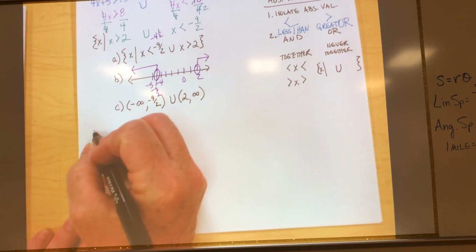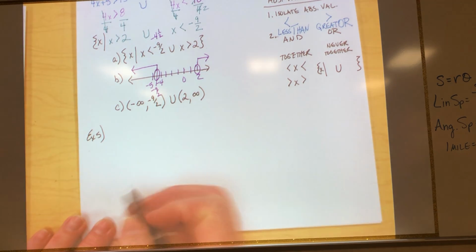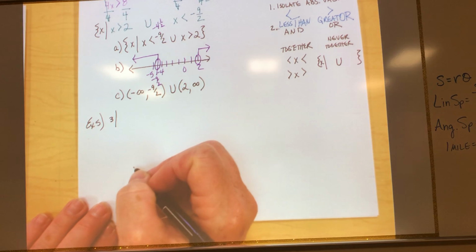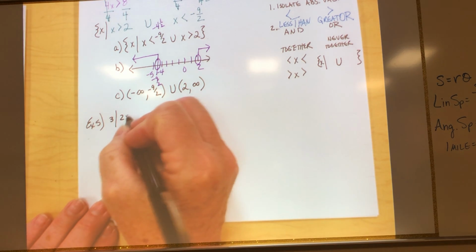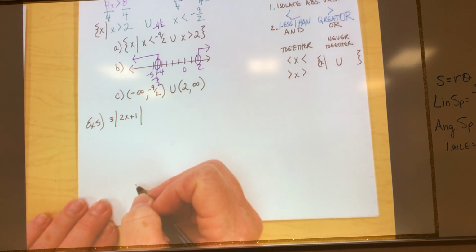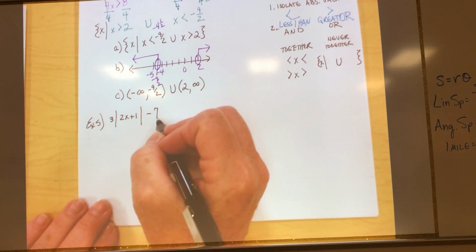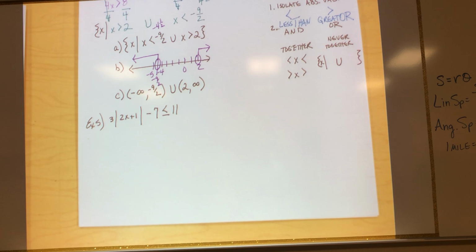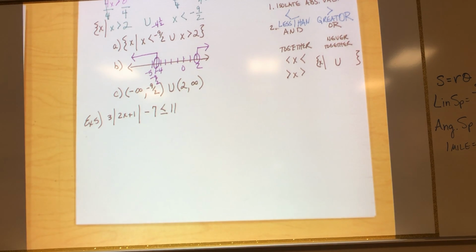We're going to work example 5. Okay, example 5 looks like this. 3 times the absolute value of 2x plus 1, and then minus 7 less than or equal to 11. Okay, can I say this is an and statement? Yes. Why? Why can I not say it? You can't say it because you have it isolated.